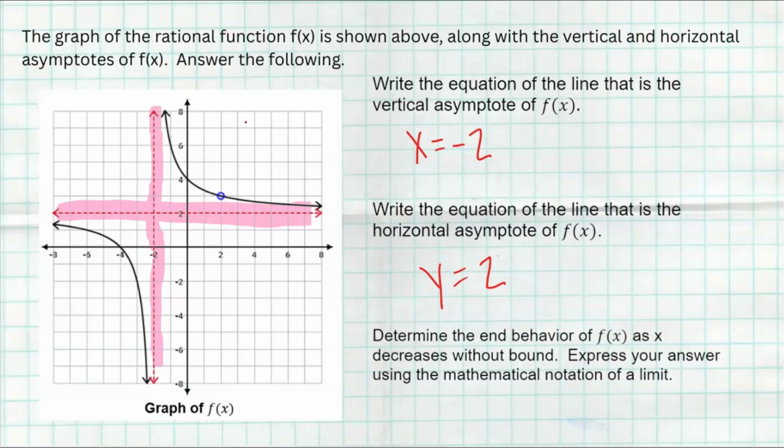Finally, the question says determine the end behavior of f of x as x decreases without bound. Now, when you have a horizontal asymptote, you are affecting the end behavior. Both the right end behavior and the left end behavior are approaching that horizontal asymptote of 2, so both ends have an end behavior of 2. They're going to get really close to 2, but never get there. So the limit as x approaches negative infinity, because it did ask about decreasing without bound, for the function f of x is going to be 2. Again, that horizontal asymptote affects the end behavior on both sides, whether asked about decreasing without bound or increasing without bound, both the left and right end behaviors of this function are positive 2.